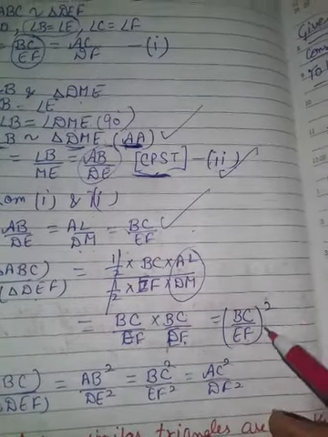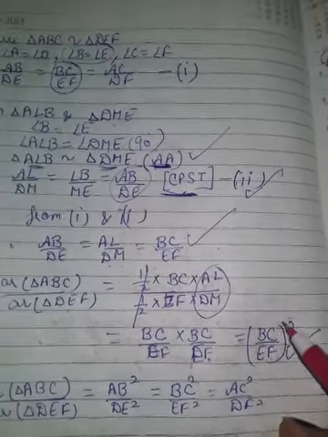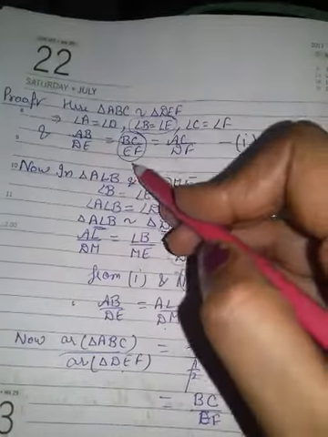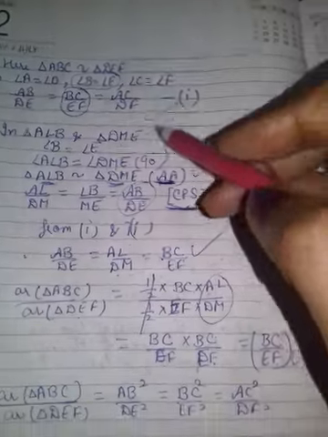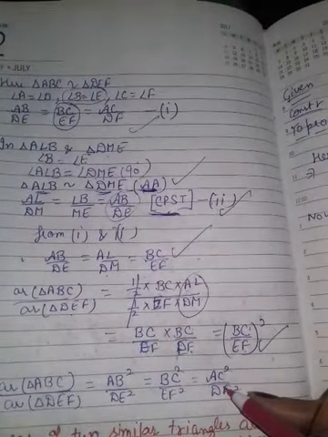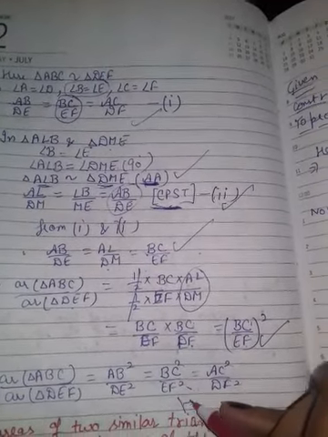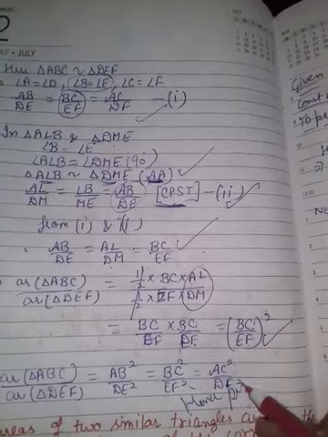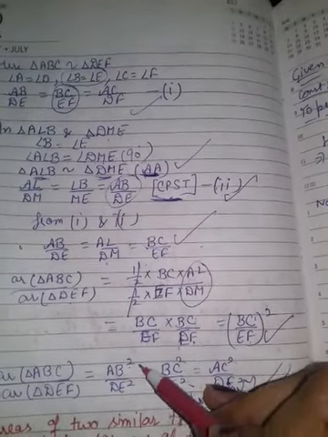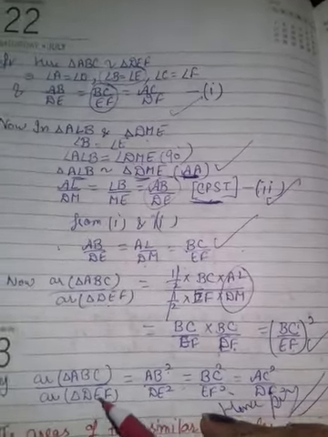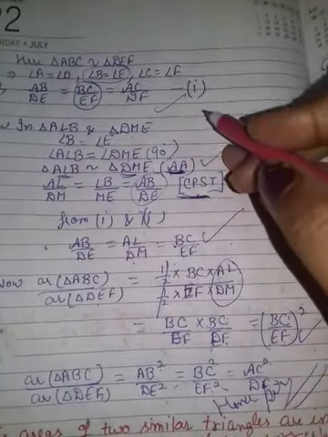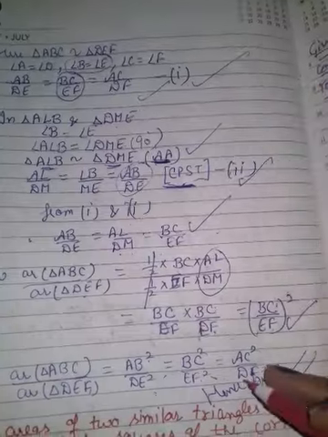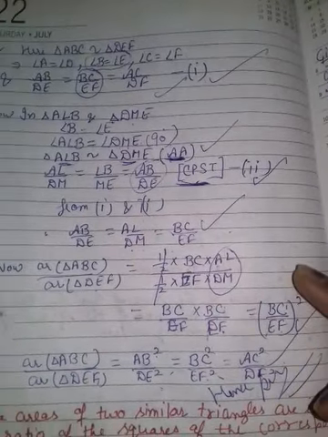So it will become your square. But you know that in these triangles the ratios of the sides are equal. So all sides we can say. You have to prove that the ratio of areas equals the square of the corresponding sides. Similarly, we have done it with the help of what we first proved. I hope you are getting it.